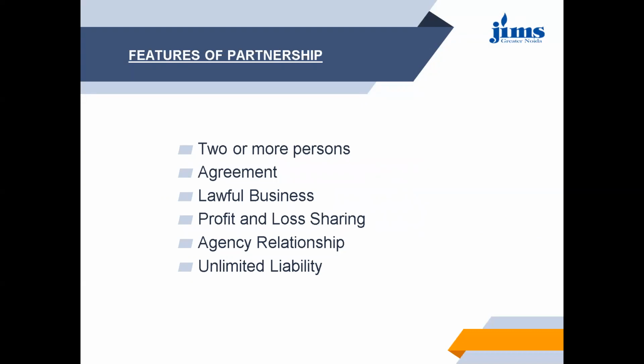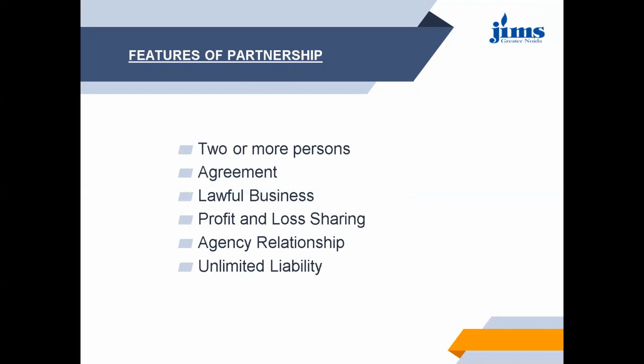Next feature is the agreement. The relation of partnership arises from contract. So it arises only as an outcome of a contract between the persons who are competent to enter into a contract. So minors, lunatics, or insolvents, incompetent persons, cannot enter into a partnership agreement. So there has to be an agreement between two or more persons, or between the partners.